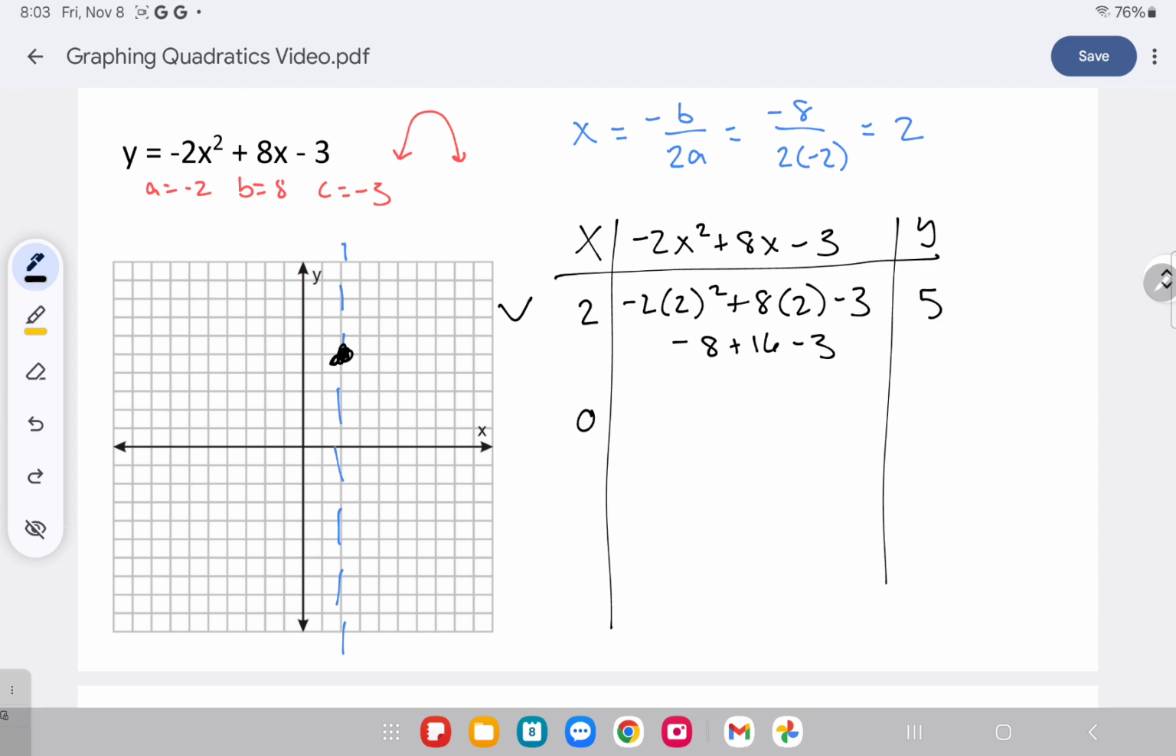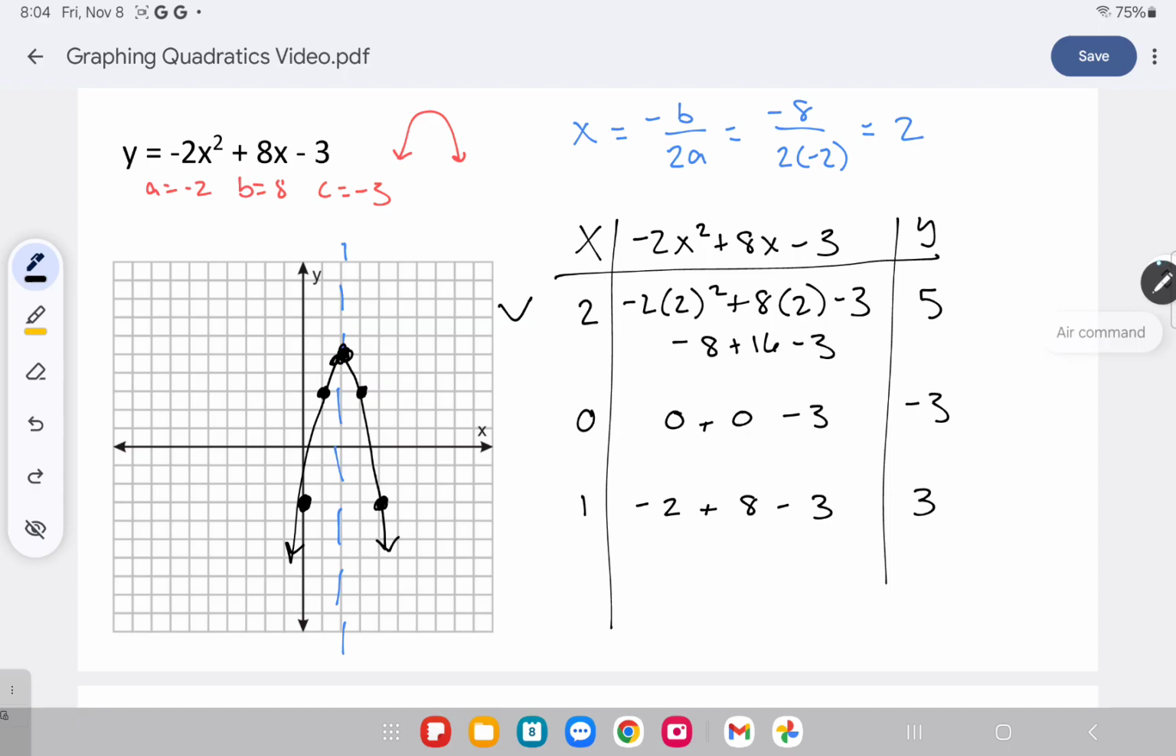Now I'm going to plug at least 2 more points into my XY chart. I always like to plug in 0. We know we're going to get 0 plus 0 minus 3. So our y-intercept is -3. And then we can also reflect that point over our axis of symmetry to get a point at (4, -3) as well. And then I need to plug in one more point. I'm going to plug in a 1. When I plug in a 1, I get -2 plus 8 minus 3, which would be 3. So (1, 3). And I can reflect the point (1, 3) over my axis of symmetry to also get the point (3, 3). So here is my parabola.